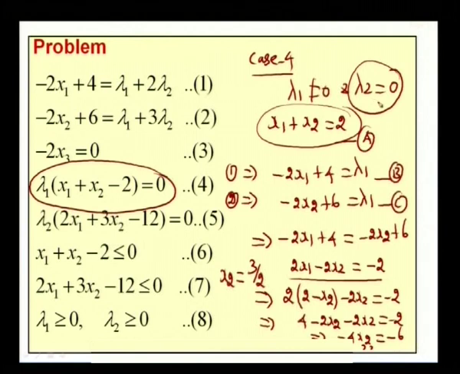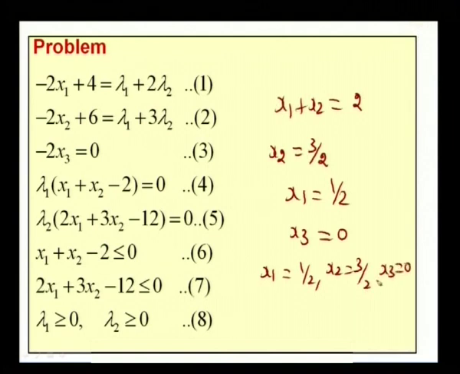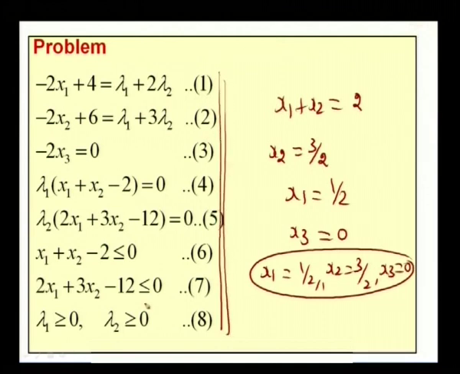So, for the case lambda 2 equal to 0 and lambda 1 not equal to 0, with the help of equation 4 and equation 1 and 2, we will get the solution of x 2 as 3 by 2. Now, by taking x 2 equal to 3 by 2 in this equation, we will get x 1 equal to 1 by 2. Of course, from equation 3 we have x 3 equal to 0. Therefore, x 1 equal to 1 by 2, x 2 equal to 3 by 2 and x 3 equal to 0.